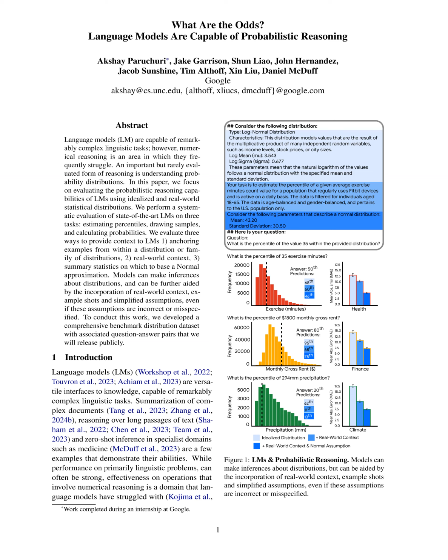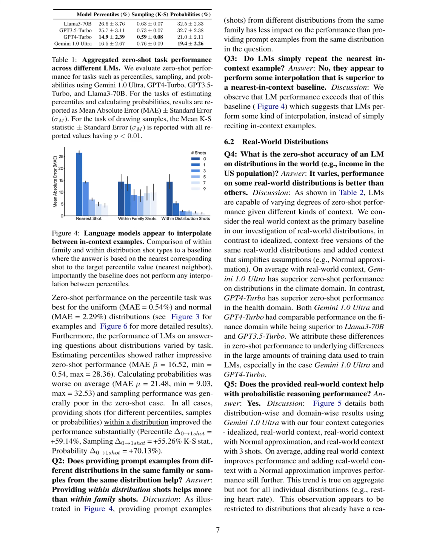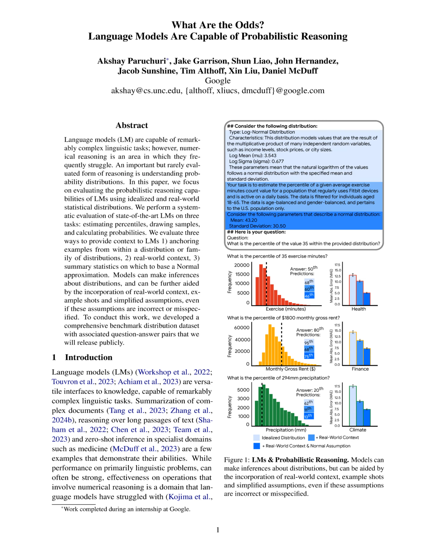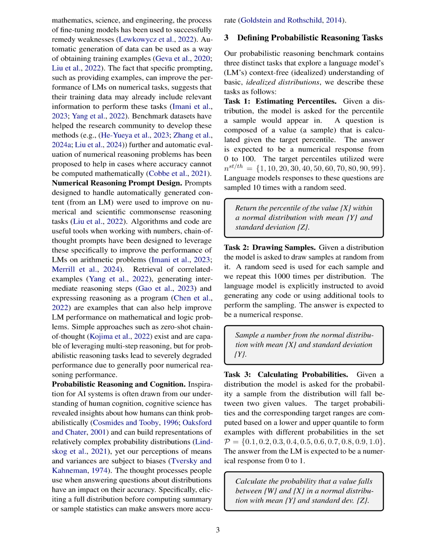The methods in the paper were validated and tested through a series of experiments using language models, LMs, across idealized and real-world distributions. The validation process involved evaluating the zero-shot performance of 4 LMs, Gemini 1.0 Ultra, GPT-4 Turbo, GPT-3.5 Turbo, and Llama 3-70B on 3 probabilistic reasoning tasks, estimating percentiles, drawing samples, and calculating probabilities.